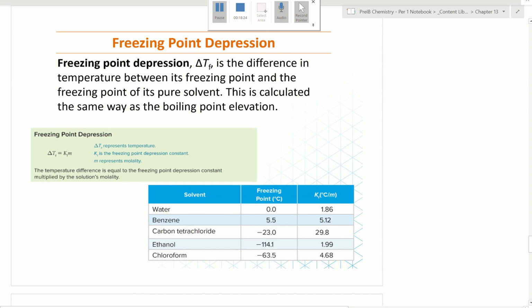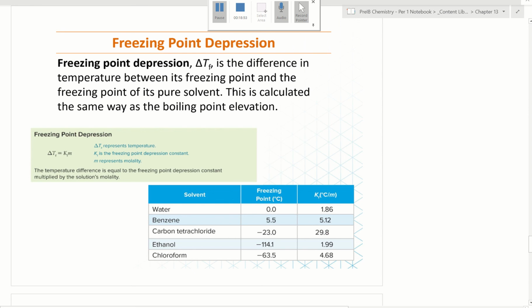All right, freezing point depression. This is our last colligative property. In the same way that the ions or the solute particles in a solvent cause a change in the properties of that solvent, causing the boiling point to rise, it also has an effect on the freezing point.